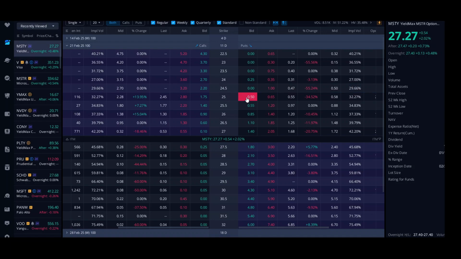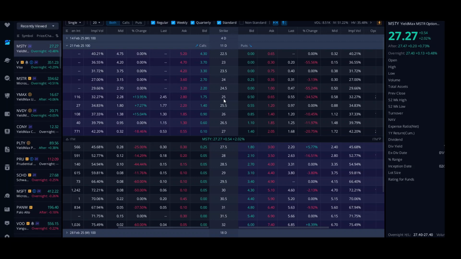Since it's a put, I am saying that I am willing to buy the shares of MSTY, 100 shares, because I have one contract. So I am willing to buy 100 shares at $25 if the price of the stock goes below 25. If it goes below the 25, or at 25 technically, then I could be put the shares. It's not guaranteed that you would be put the shares, because sometimes it goes through, sometimes it doesn't.